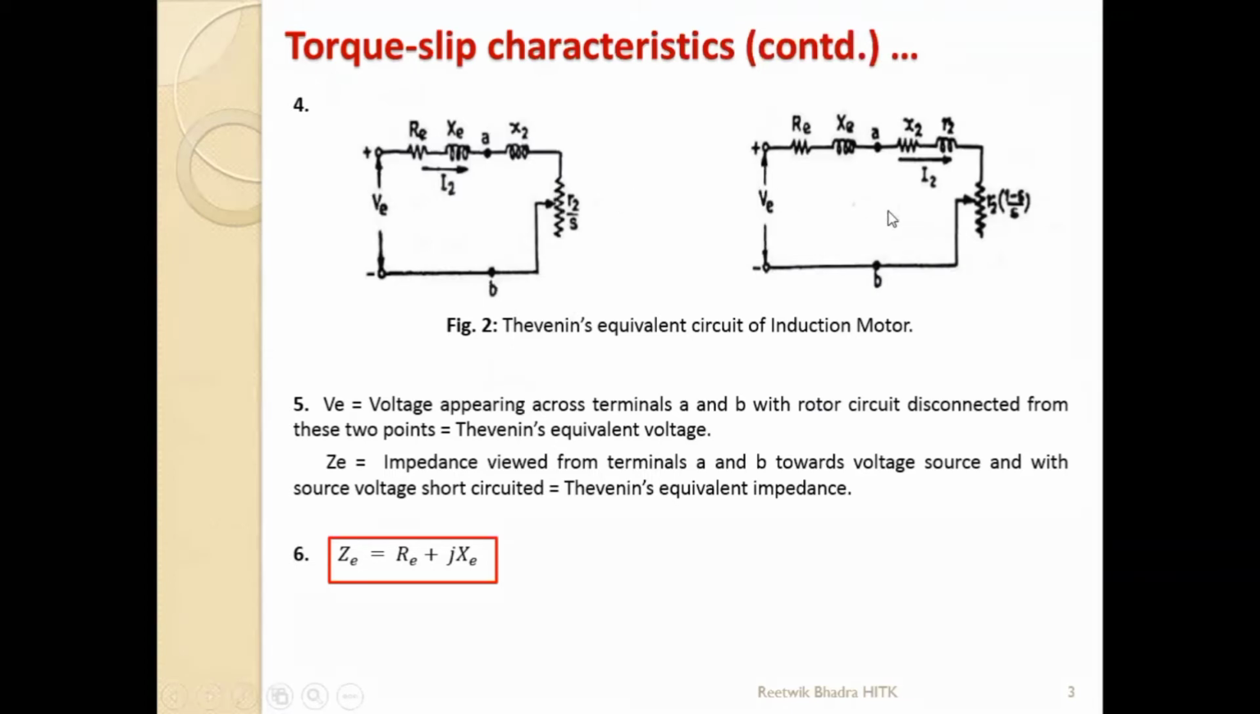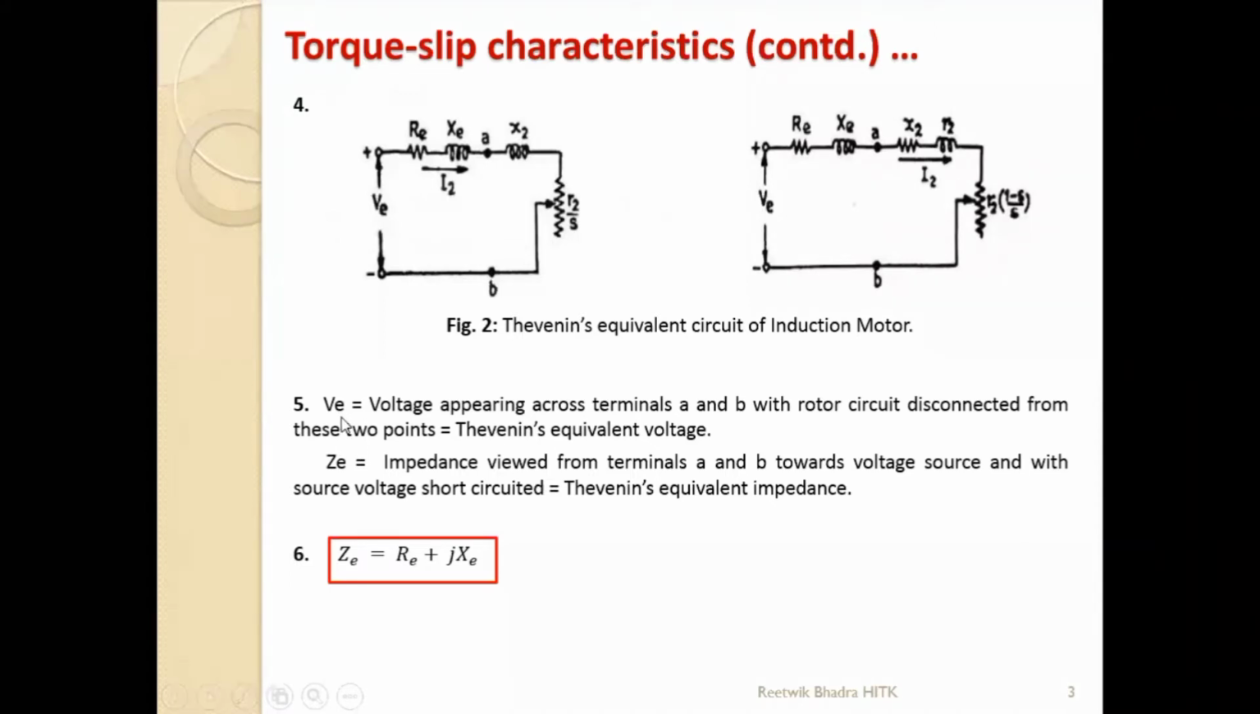You can draw the circuit in this way also, like last day we had discussed. This R2 by S can be written as R2 plus R2 into (1 minus S) by S. This R2 represents the complete rotor side, and this is your variable resistance, which can be changed. Okay, so this part is your Thevenin's equivalent circuit before A and B. After A and B is your load part. So this is basically Thevenin's equivalent circuit of induction motor. You can draw this one also, whichever you need, no problem.